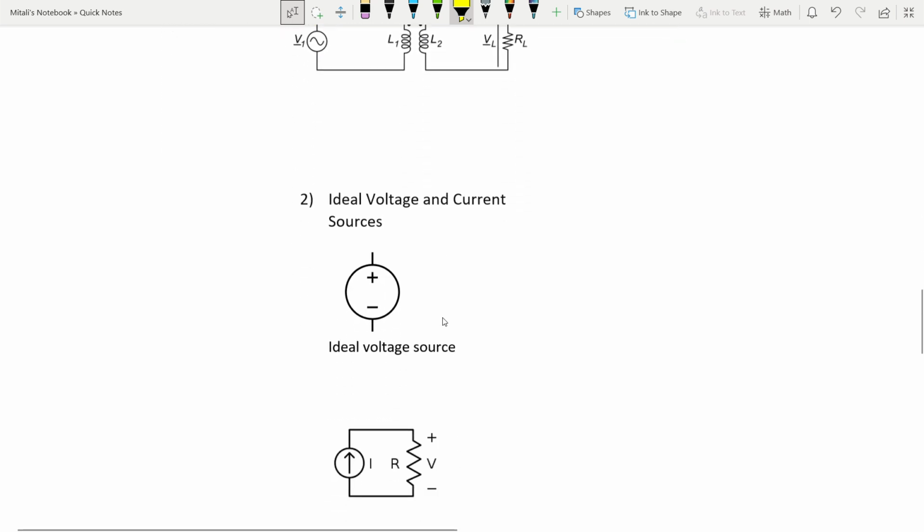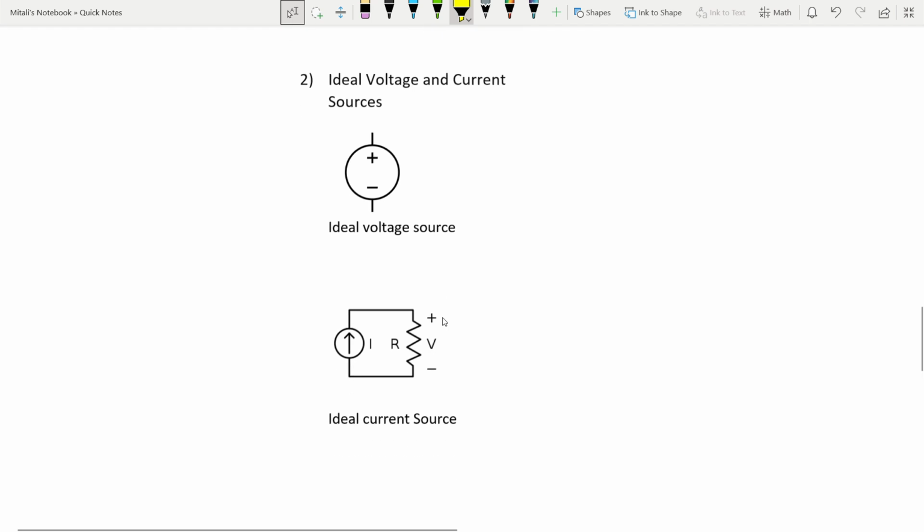Now our second topic of today's discussion is ideal voltage and current sources. So, ideal voltage source. An ideal voltage source provides a constant voltage regardless of the current drawn from it. It is represented by a circle with a plus and minus sign.